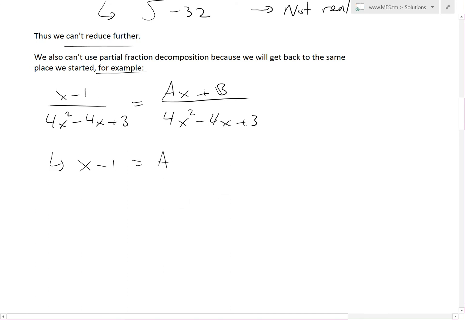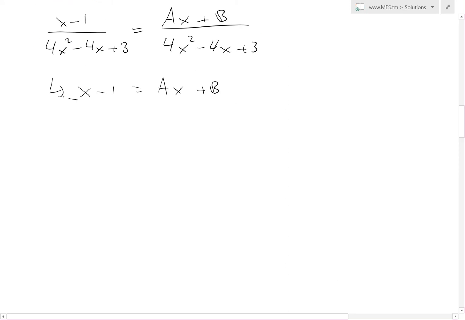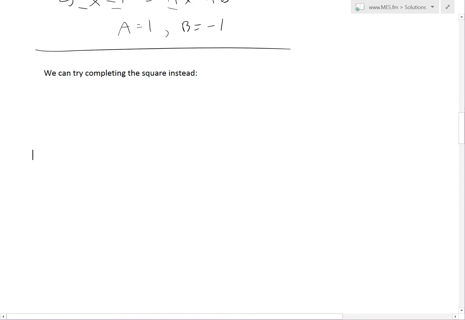As you can see right here, if we multiply both sides, the denominators just cancel out. We get x minus 1 equals ax plus b. And then again, the coefficients have to be equal. So again, a equals 1, and this one here, b equals negative 1. And we get basically the exact same thing. So we cannot do this.